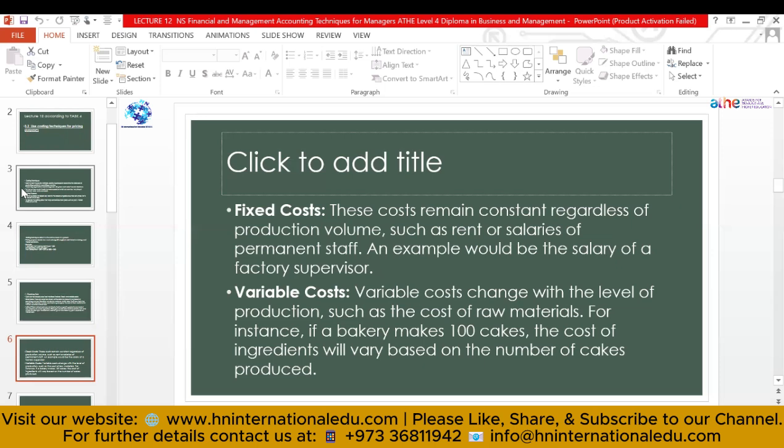However, the variable costs, these are the changing costs with the level of production, such as the cost of raw materials. Obviously, when I'm going to get the order of 1,000 cakes, rather than usually I used to get 500, my cost of material is double now. Everything is changing. So that is how variable cost changes. For instance, if a bakery makes 100 cakes, the cost of the ingredients will vary based on the number of cakes produced. Maybe 100, maybe 120. Even for 101 cakes, the cost is going to be different.